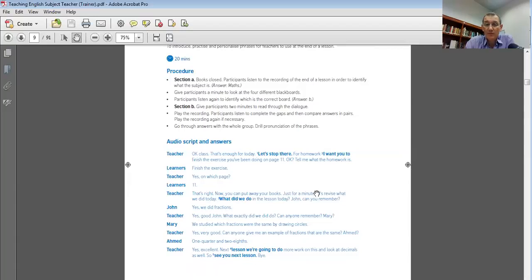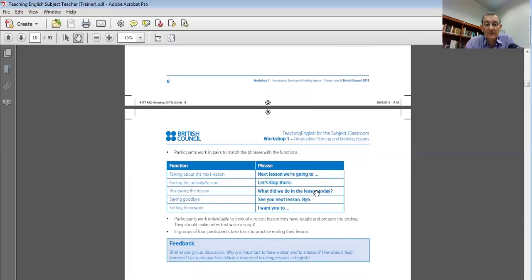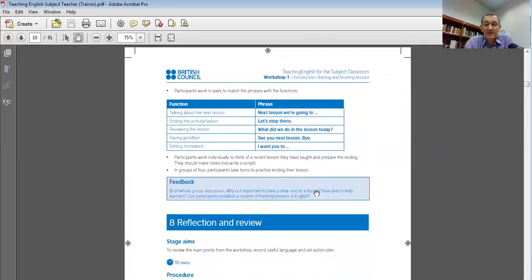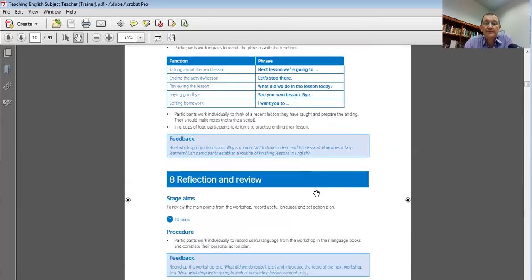So you model the phrase and ask them to repeat. Next stage, get the participants to work in pairs to match the phrases with the functions. So this is the same as they did earlier when you were looking at starting a lesson. Now it's the same procedure in the exercise for ending a lesson. Once again, they should work individually, think of a recent lesson they've taught, and prepare the ending. Same procedure in groups of 4 participants. Take turns to practice the ending of their lesson.